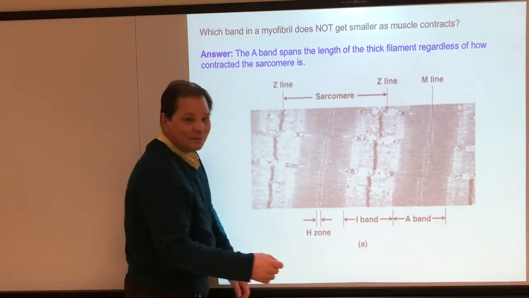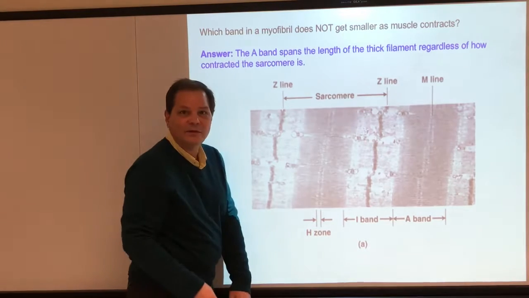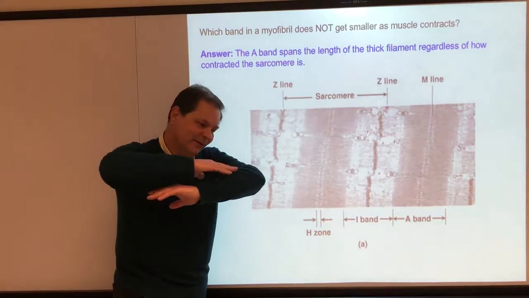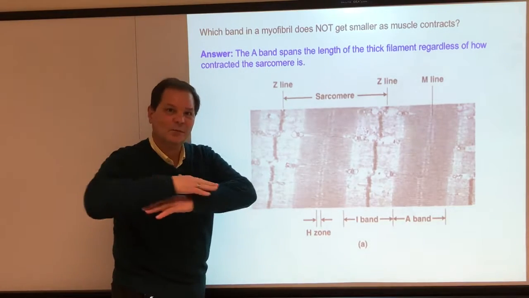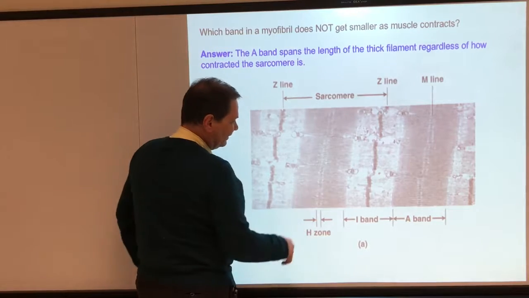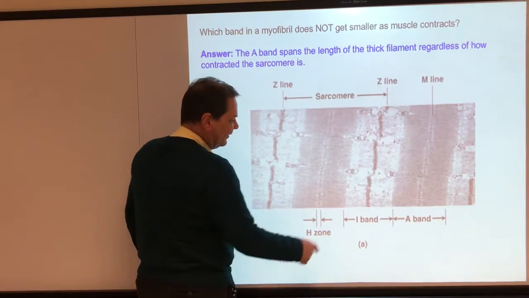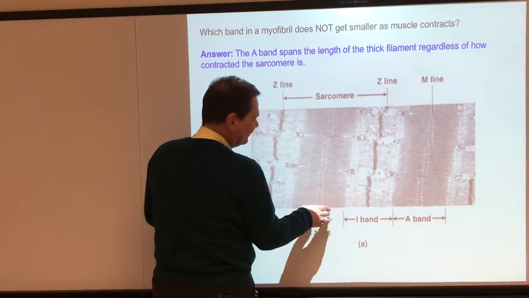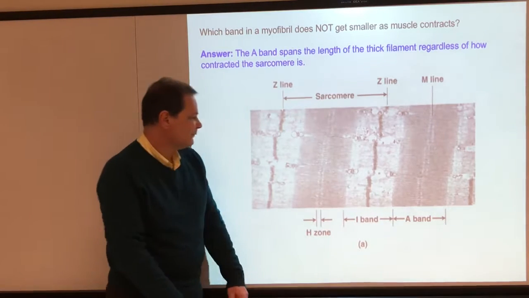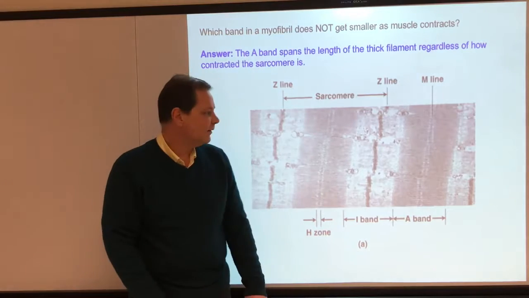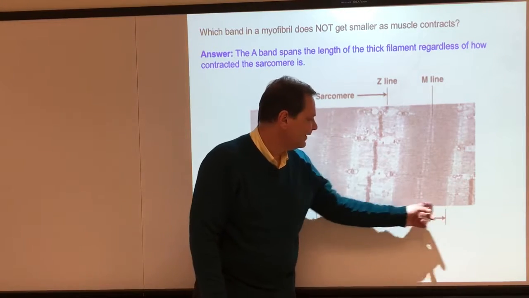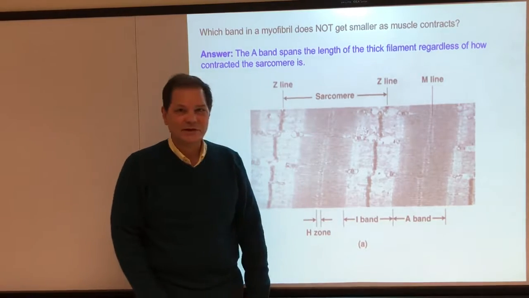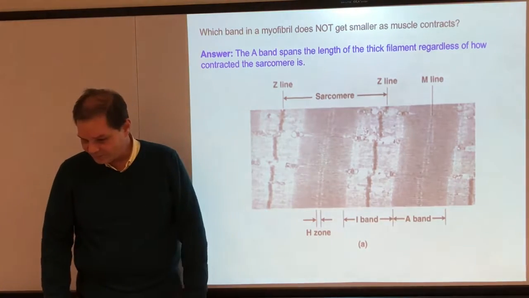The H zone will get smaller because that's just myosin with no actin overlap, and as you contract, that zone will get smaller because you'll have more and more overlap between the myosin and the actin. And then the I band is just actin alone, and that will also get smaller as the myosin encroaches upon the Z line. But the A band is just the length of the myosin filament itself, and that will not change with contraction.